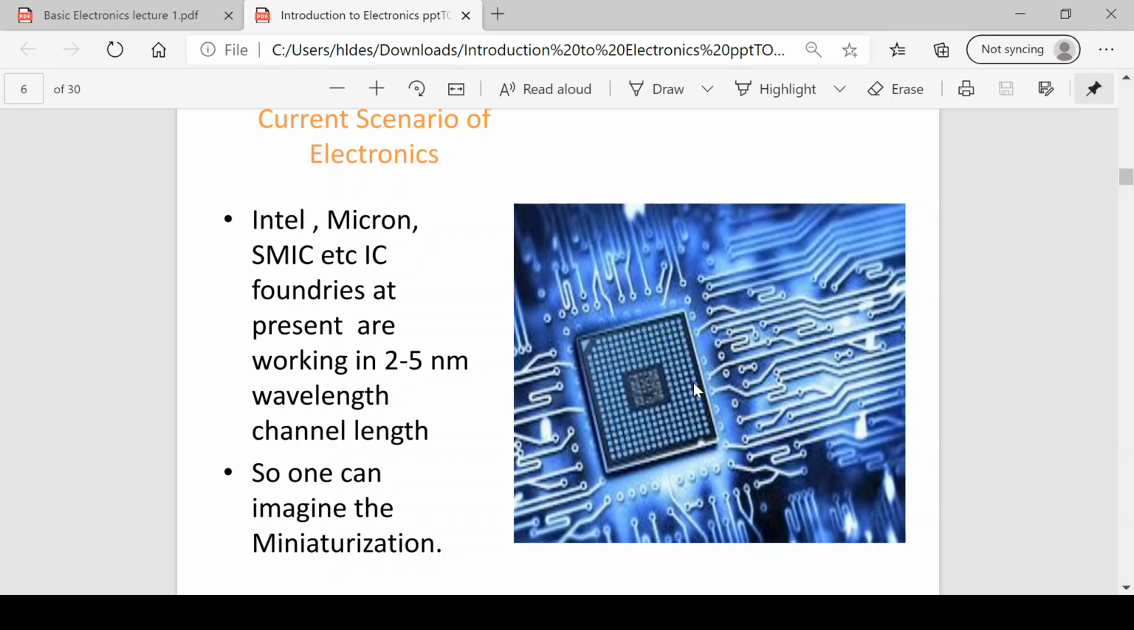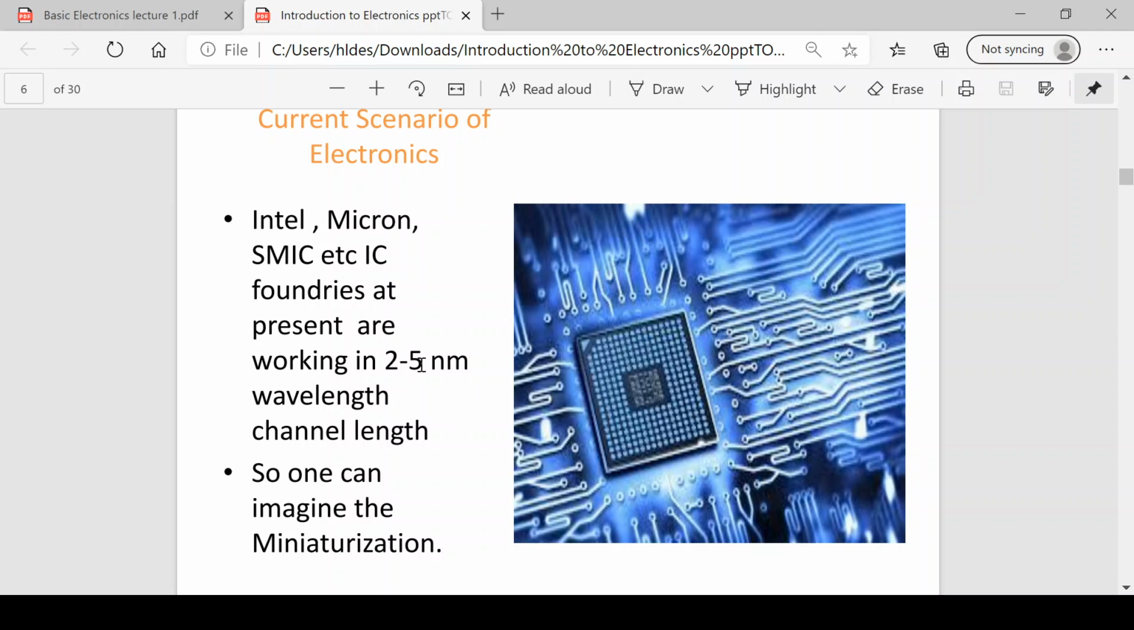So right now many integrated circuit foundries are working in chip design, Intel, Micron, SMIC, etc. Their foundries are working in the 2 to 5 nanometer range. Right now you will not be in a position to understand what this 2 to 5 nanometer channel length is. This is particularly a different kind of transistor being used. They are MOSFETs, other than the earlier transistor, but they are still named transistors.